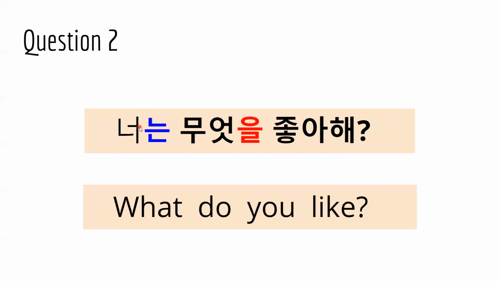The second word used here is 무엇. 무엇 is in the CVC form, so we use 을, which is highlighted in red, because the previous letter ends in a consonant. Thus we use 을, the object particle. 좋아해 is the final word. Again, it's the verb of the sentence. In English, 너는 무엇을 좋아해 is what do you like.